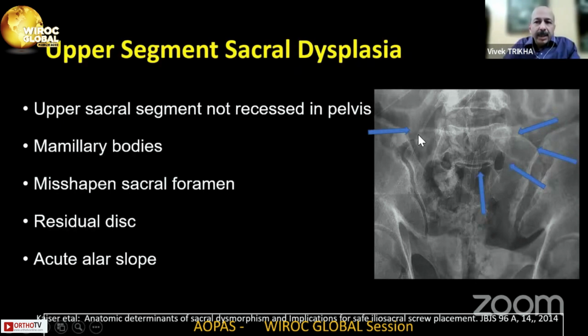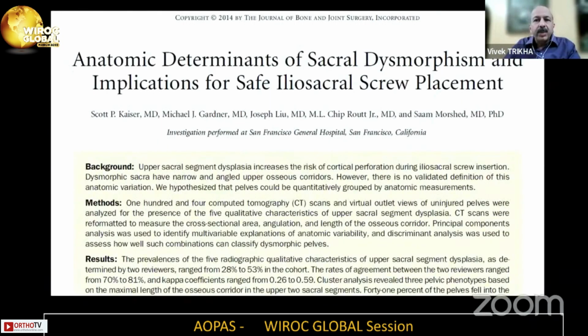And if we look carefully at the SI joint and the sacral ala, we can see that the angle of the sacral ala is acute, an alar slope is there. So these are the characteristics which we should always look for in a sacral dysmorphism. And this is a paper by Chip Routt and Sam Morshed, where they have said that these are the characteristic features which we can see in sacral dysmorphism. Is it so common in India?